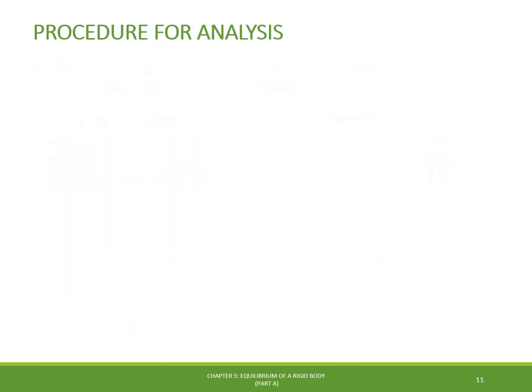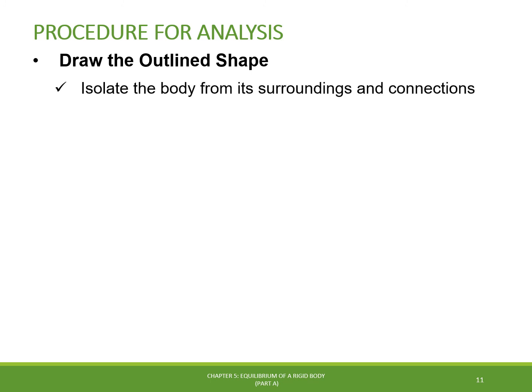Let's establish now a simple procedure of analysis to construct a free body diagram for a rigid body, or any group of bodies considered as a single system. We have to start by drawing the outline shape, in which first, we have to isolate the body from its surroundings and connections by removing all supports from the body. Then we are ready to draw a simplistic sketch of the outline shape.